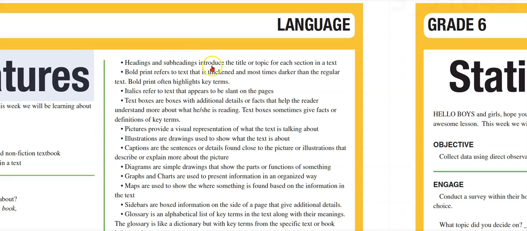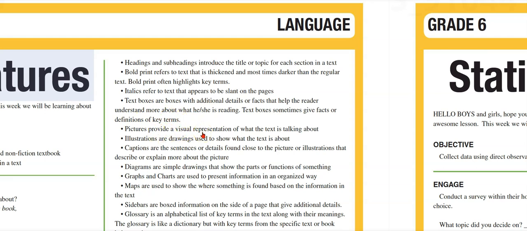Headings and subheadings introduce the title or the topic for each section in a text. Bold print refers to a text that is thickened and most times darker than the regular text. Bold print often highlights key terms. Italics refer to text that appears to be slant on the page. Text boxes are boxes with additional details or facts that help the reader understand more about what he or she is reading. Text boxes sometimes give facts or definitions of key terms.